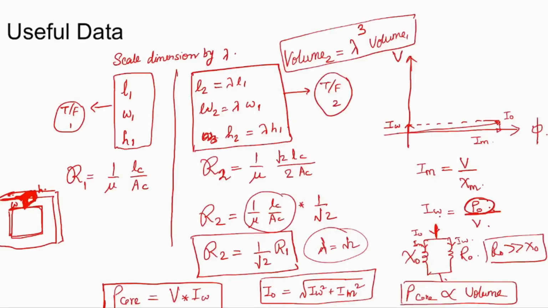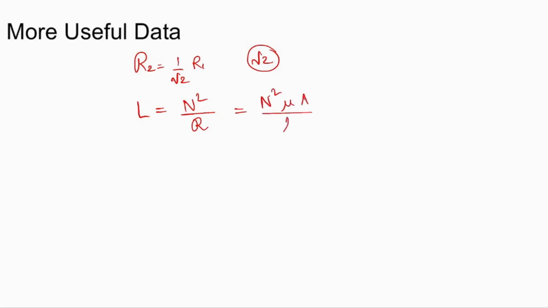In the previous slide we showed reluctance 2 is 1 by root 2 reluctance 1, given scaling factor is root 2. Now what is inductance? It is n square by reluctance, which is equal to n square mu A by LC, the length of core and area of core. So if R is 1 by root 2, then L is root 2. If L is root 2, reactance is root 2.